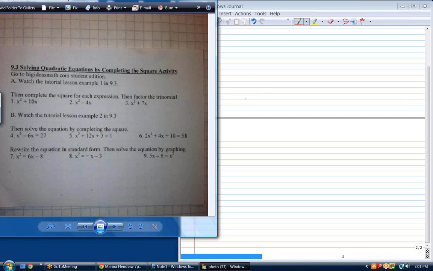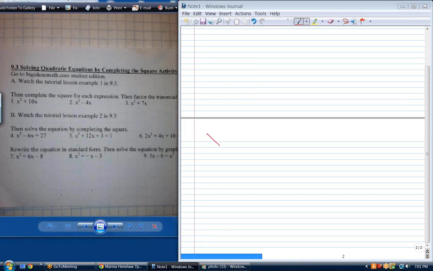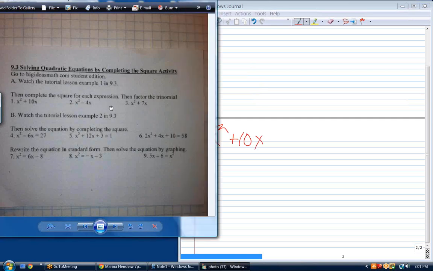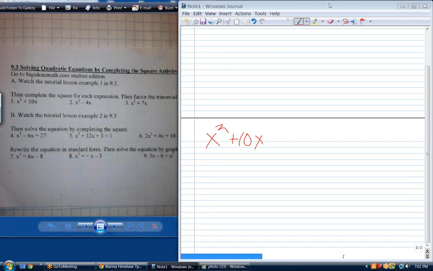First one. x squared plus 10x. Complete the square, then factor the trinomial. Okay? How do I complete the square here?